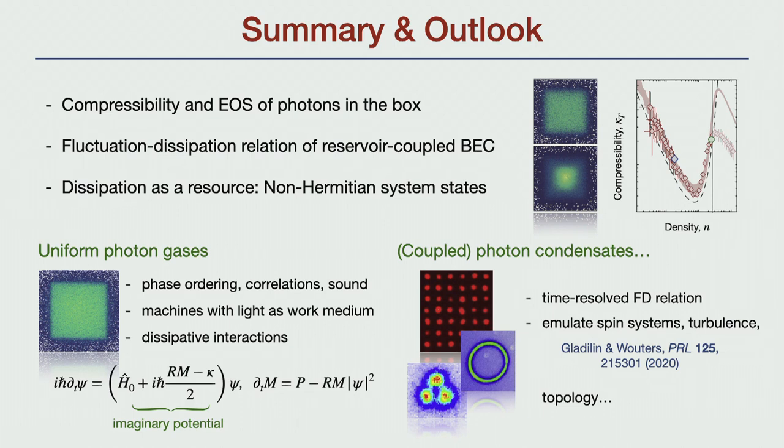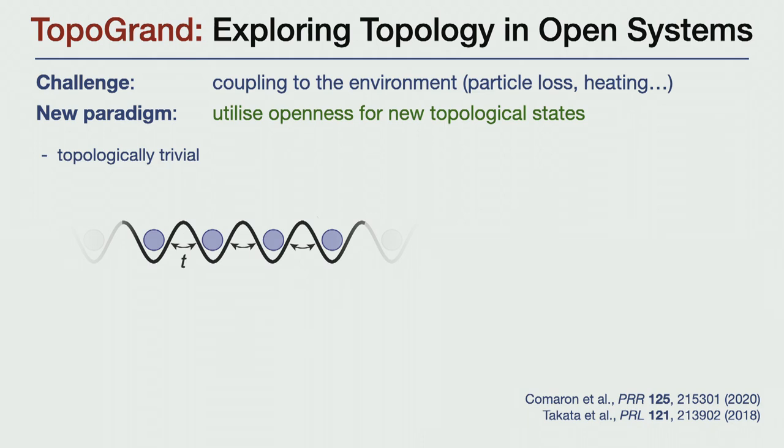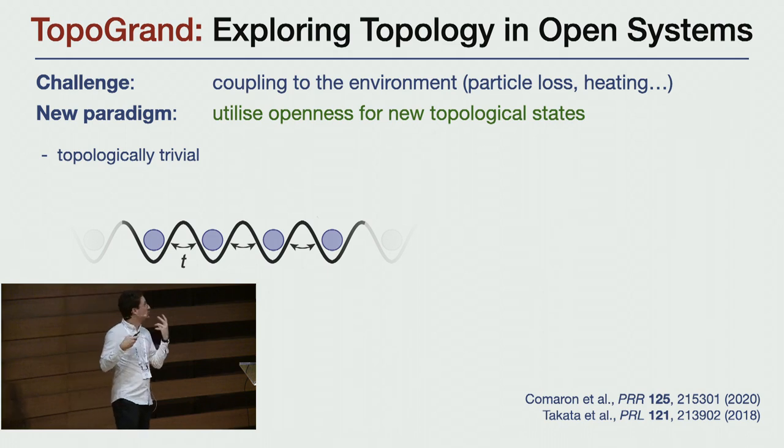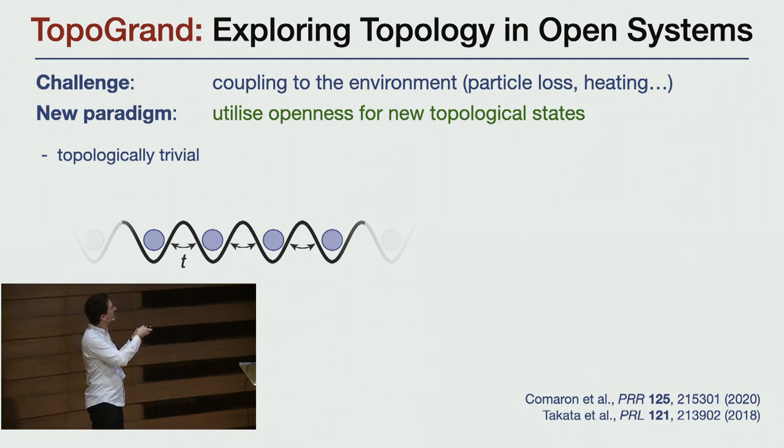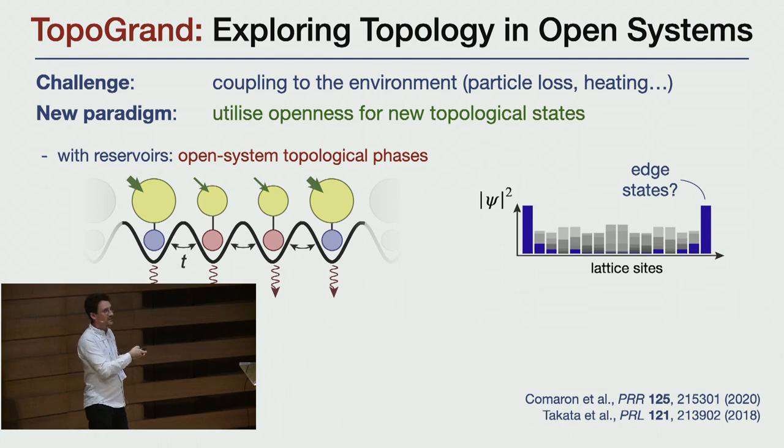And we want to emulate spin systems and turbulence in these larger structures, and something that I want to quickly highlight, also topological effects. The idea behind studying topology in this setting is that you can explore it in the context of open systems. For any system, usually the coupling to the environment, you would say, is a challenge. You have decoherence, heating, particle loss, that's all not very desirable. The idea here is to use this openness to create new topological states, so this is in some sense a new paradigm, and to do so in a topologically trivial lattice, so these are photons sitting in such a uniform hopping system, and then you start to modulate the reservoirs that you couple to these condensates, and in this way you can induce novel topological states, or at least that's predicted, and investigate edge states at the boundary of these domains.